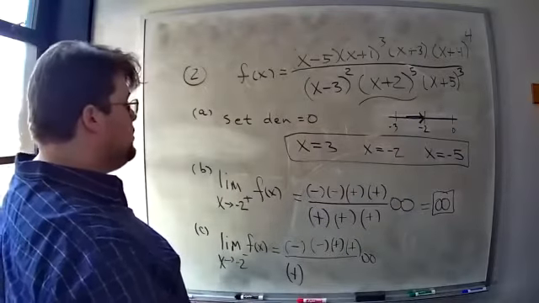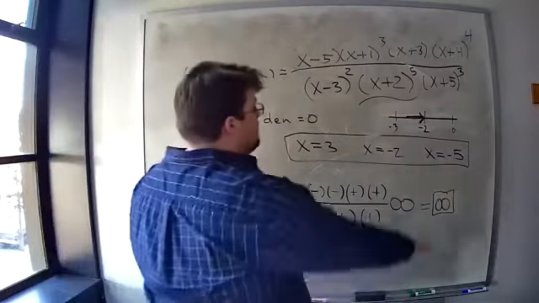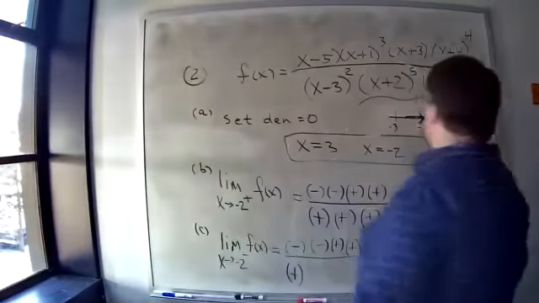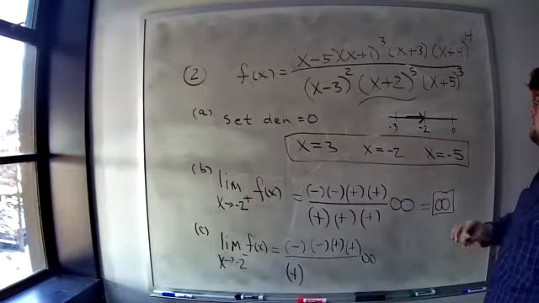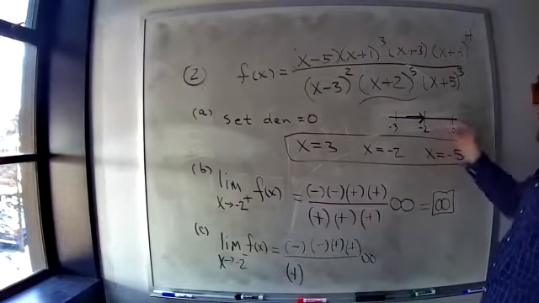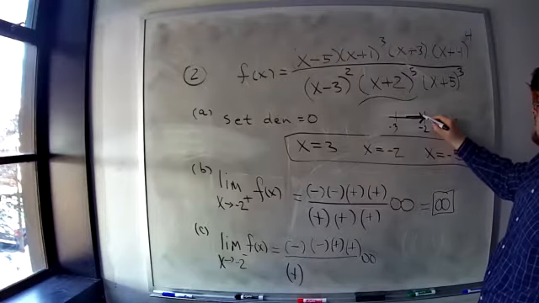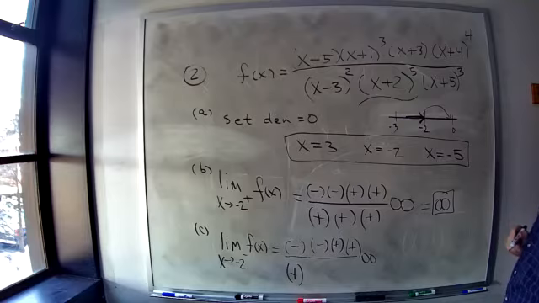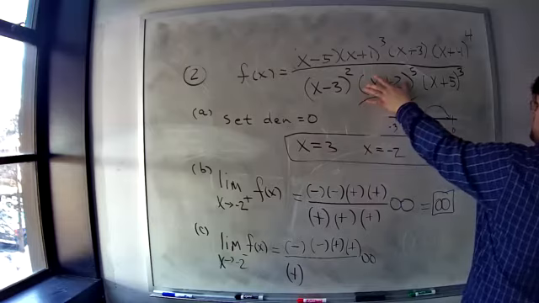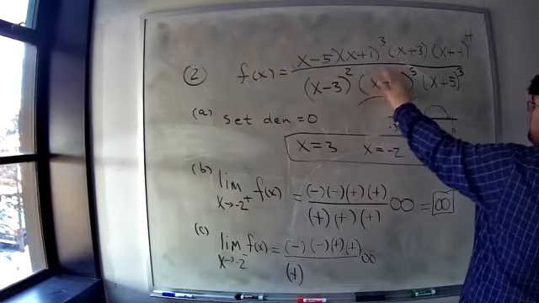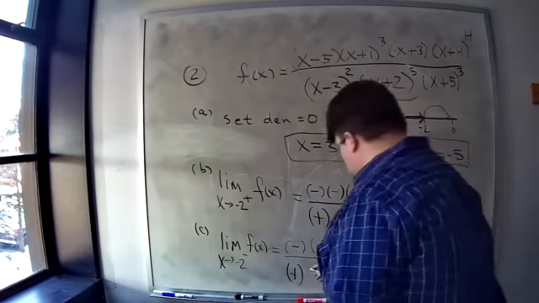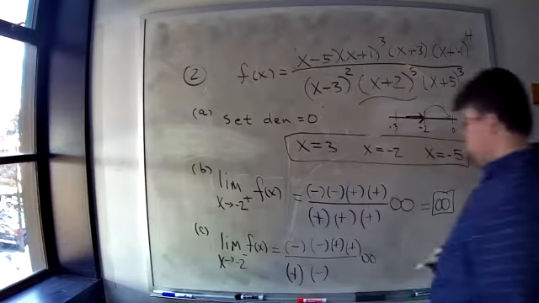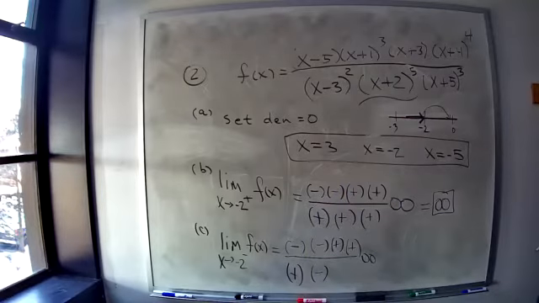The next piece, x plus 2 to the fifth, well, we're taking numbers over here, on the left of -2, and moving them over 2 units. What's that going to do? It's going to put them there, still on the left of 0. So inside here, we have a negative. Raise that to the fifth. Negative to the fifth is a negative.